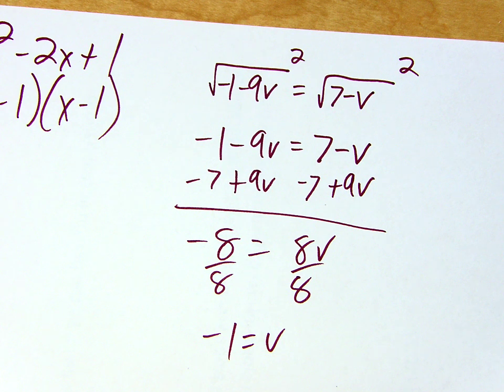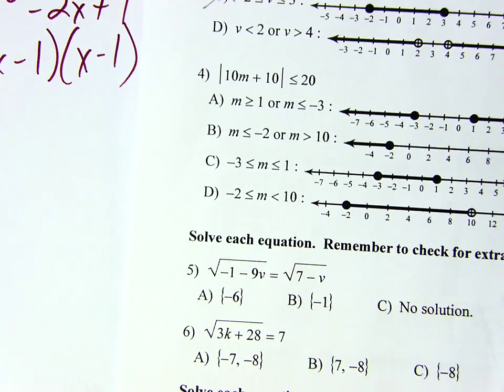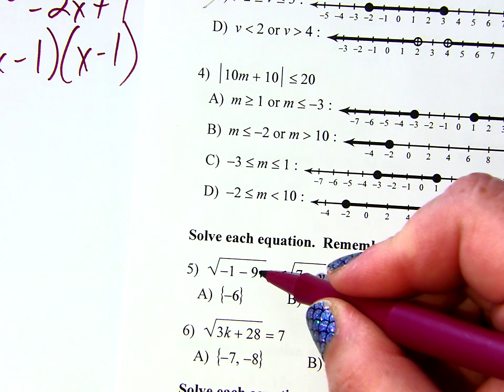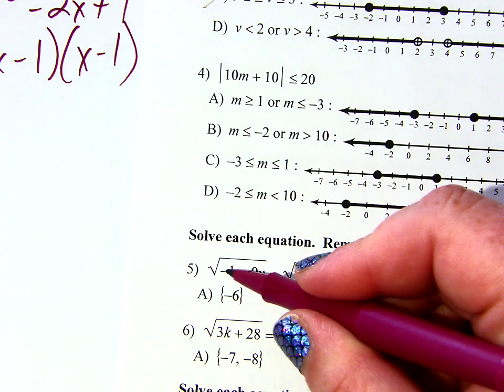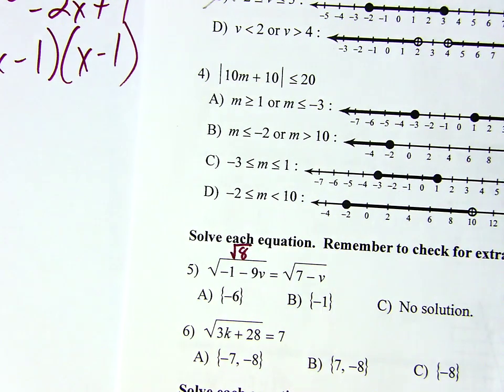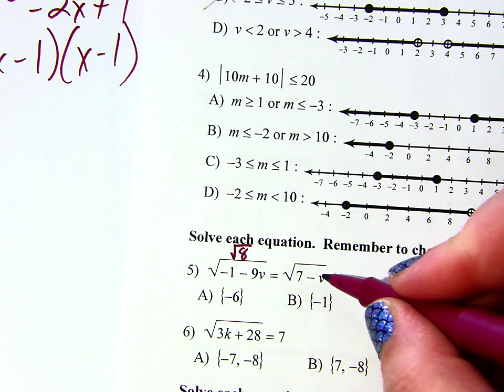Agree? Because certainly it's negative 6 and it's not a positive 1. So let's take negative 1 and put it back into the original. Negative 9 times negative 1 is positive 9. Negative 1 plus 9 is 8.